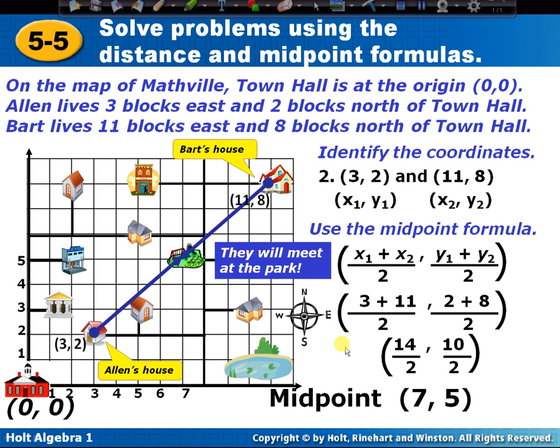So you can see whenever I put this on a coordinate plane, if this is 3, 2 and that's 11, 8, right here they're going to meet at the park. The park is exactly halfway between their 2 houses. All right, make sure you have everything over here written down before you move on.